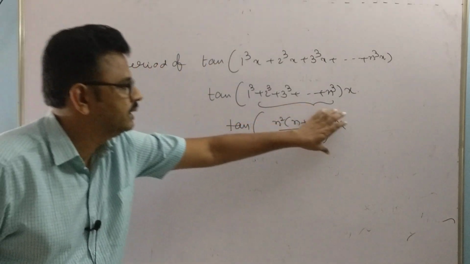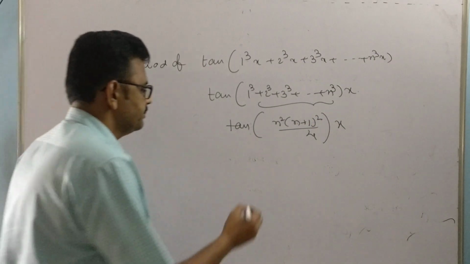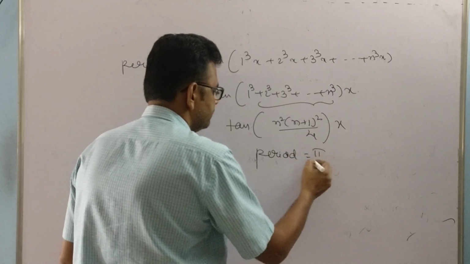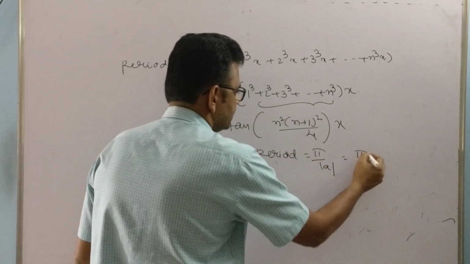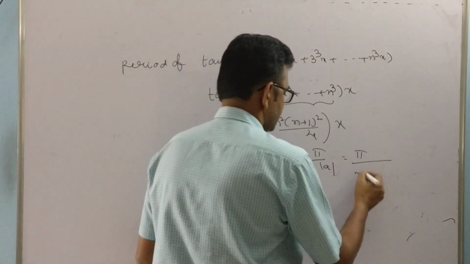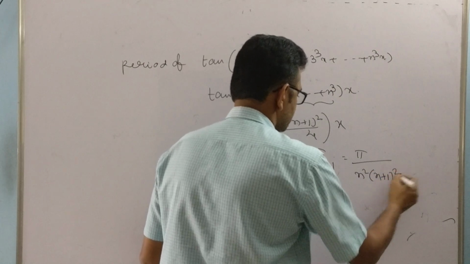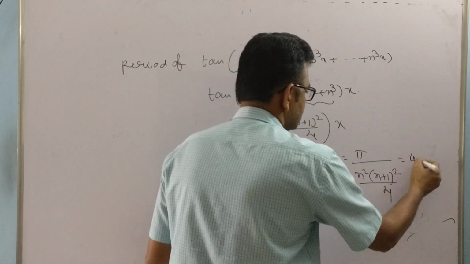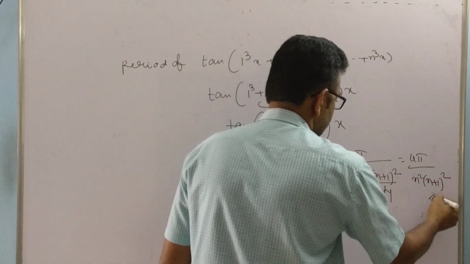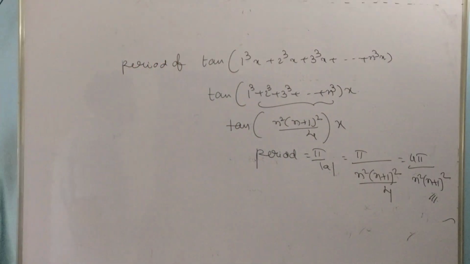Now this is of the form tan of ax. What is the period of tan of ax plus b? Pi by mod a, where a is n square into n plus 1 whole square by 4. That is 4 pi by n square into n plus 1 whole square. So that is the period. Next one.